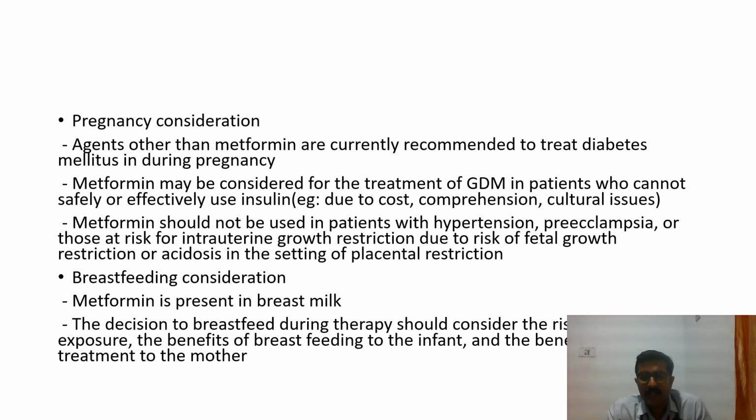In pregnancy, agents other than metformin are currently recommended to treat diabetes mellitus. Metformin may be considered for the treatment of gestational diabetes mellitus in patients who cannot safely or effectively use insulin, for example due to cost, comprehension, or cultural issues. Metformin should not be used in patients with hypertension, preeclampsia, or those at risk for intrauterine growth restriction, due to risk of fetal growth restriction or acidosis in the setting of placental restriction.